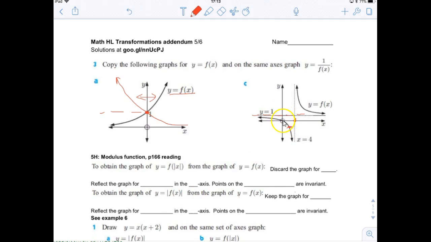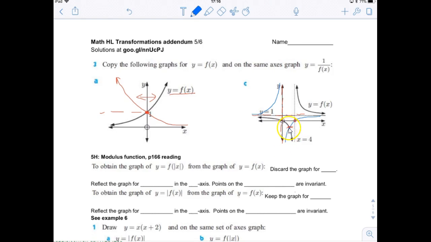And when the original function becomes 0, that is when the reciprocal function has an asymptote. So with all the restrictions I created, I created a vertical asymptote here, and I created a horizontal asymptote here because I know that it approaches 1 but never touches it. I've created an x-intercept here, and I've created an invariant point here.